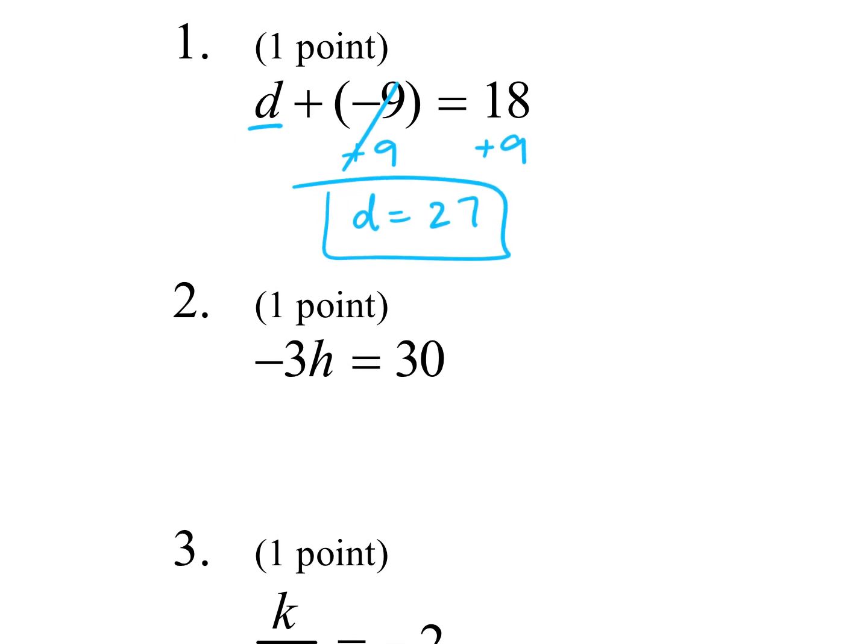Two is a little bit different. How would I get that h all by itself? Perfect. Since h is being multiplied to -3, I divide it, so h is equal to -10. Awesome.